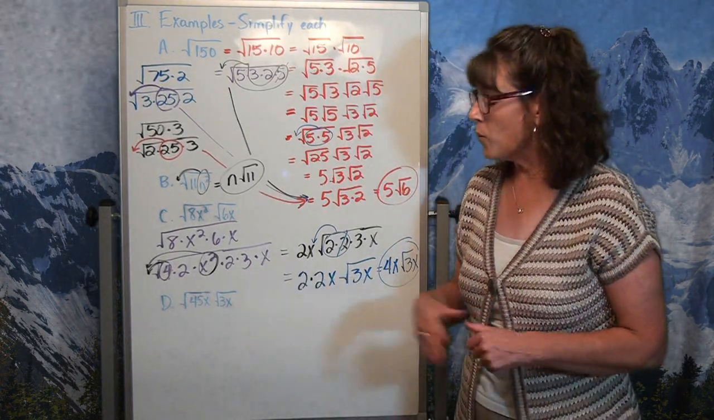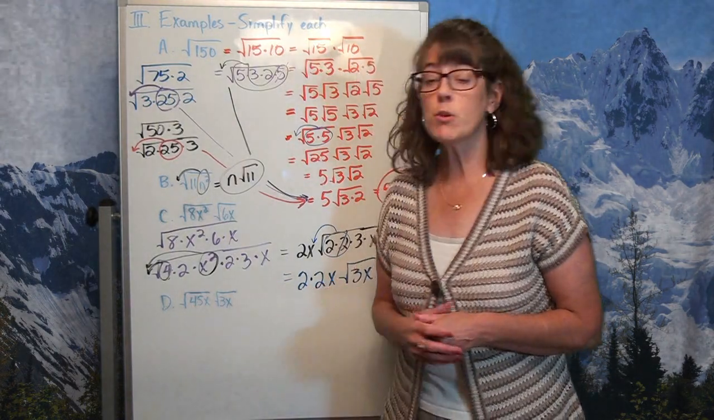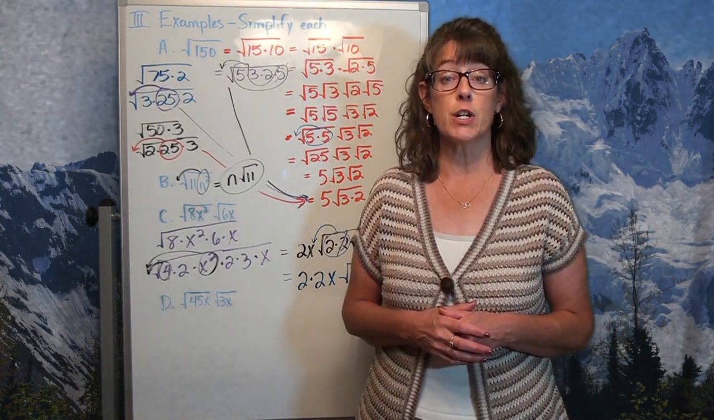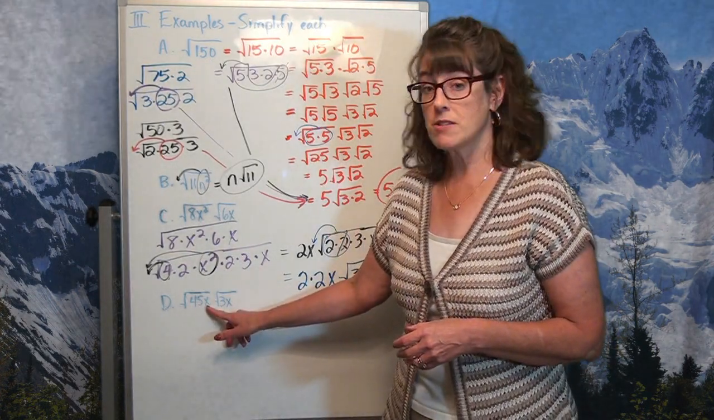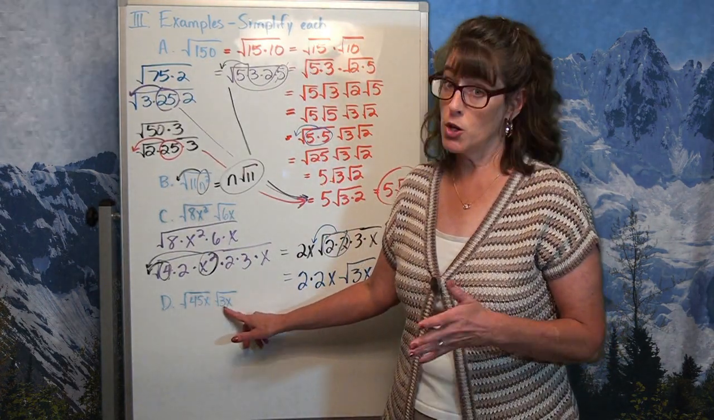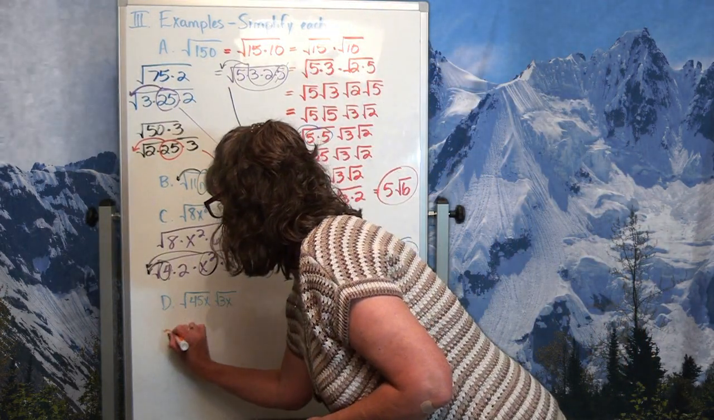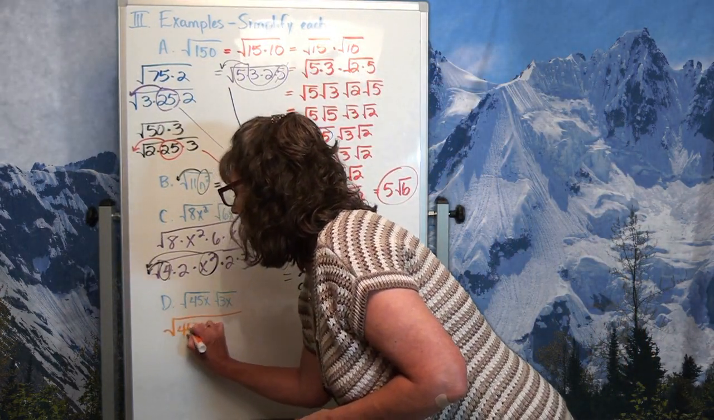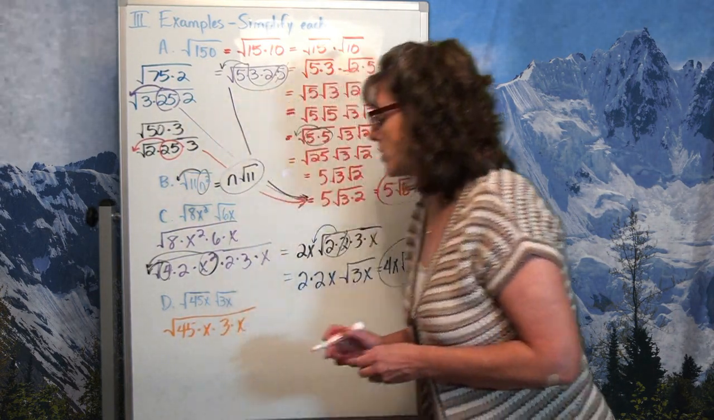Okay, let's try one more. Once again, looking for perfect squares and pairs, can you think of a number that you can multiply by itself to create a 45? I can't either. How about the x? Nope. How about the 3? Nope. So again, what I like to do is I like to go ahead and put them together underneath one big radical and then start splitting things up, looking for perfect squares and pairs.